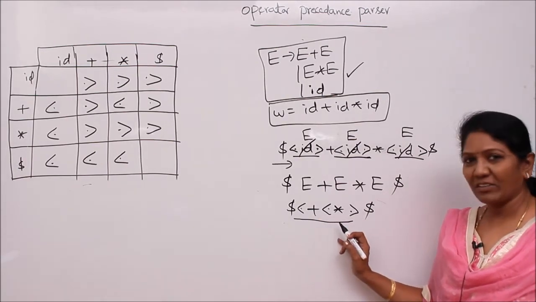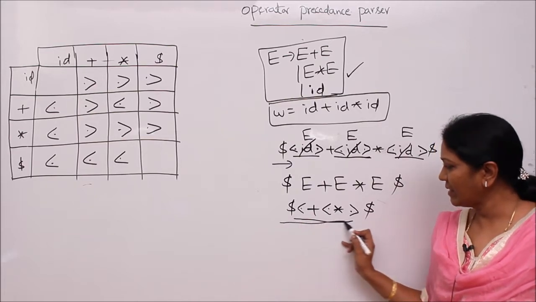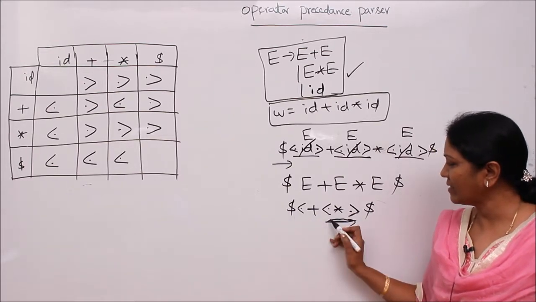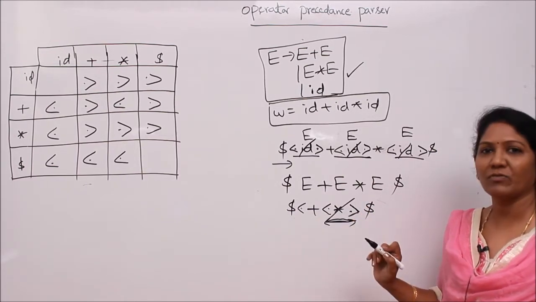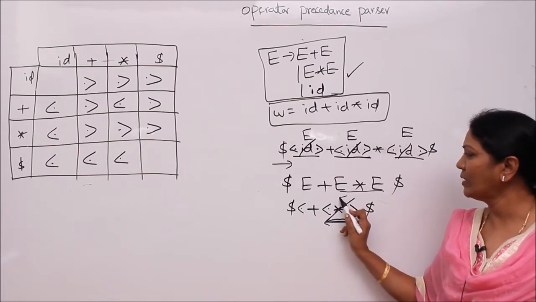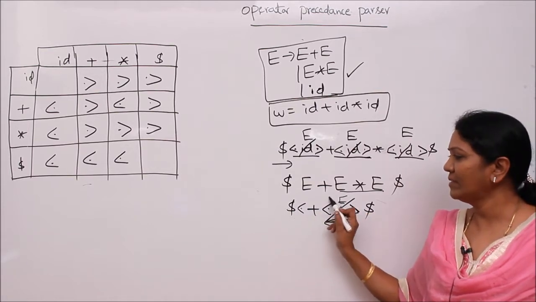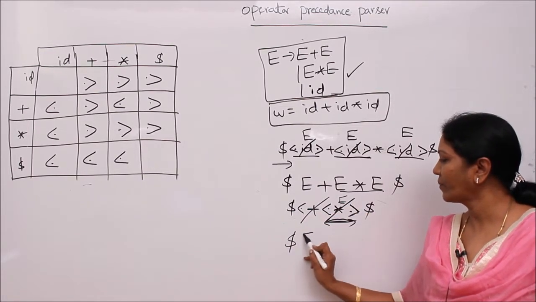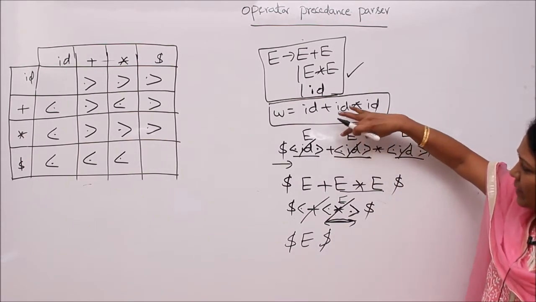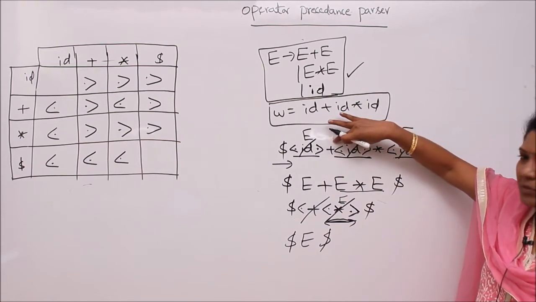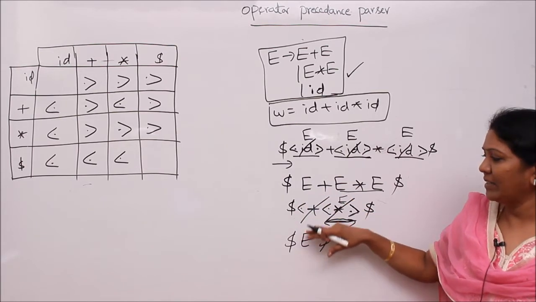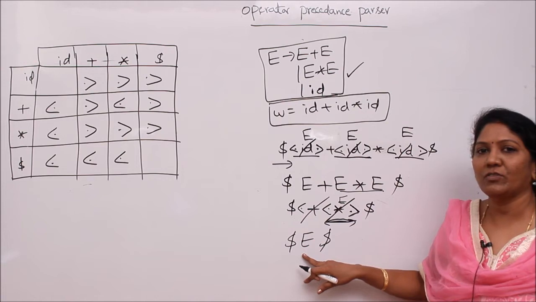So which handle is actually detected first? It scans the string from left to right. Here there is a greater precedence symbol. So it scans backward until it sees the first less precedence. So this is reduced here. Reducing star here means reducing E star E to E. Then plus is reduced. This is how the complete string is reduced to the start symbol. This is how an operator precedence parser takes the input string and performs these reductions at every step until the input string is reduced to the start symbol.